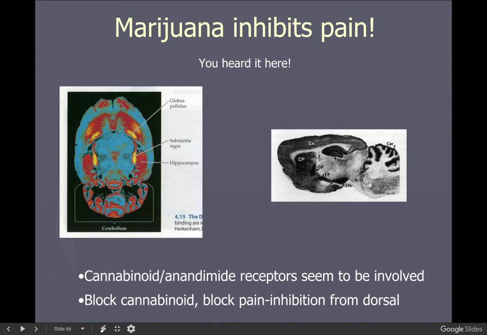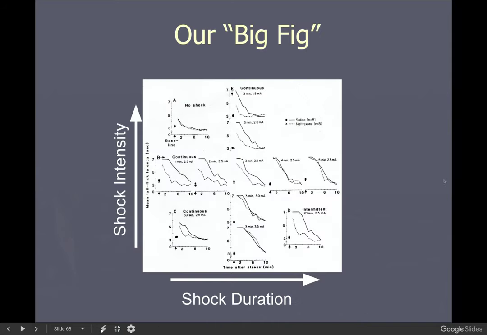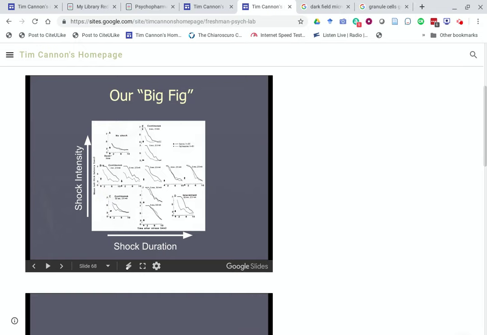This is autoradiography again, this time for cannabinoid, more specifically anandamide receptors. And that's it. That's how it gets there. If you block endocannabinoids, you block the dorsal. And that's it. So allow me that little digression.